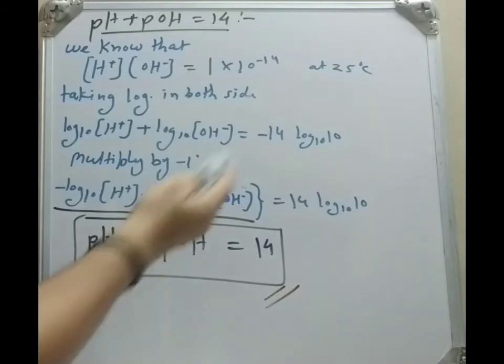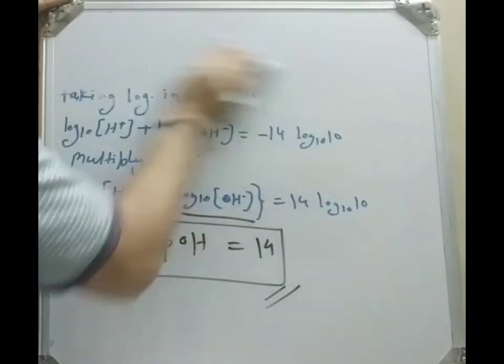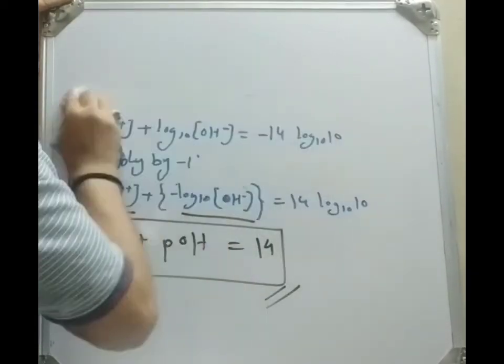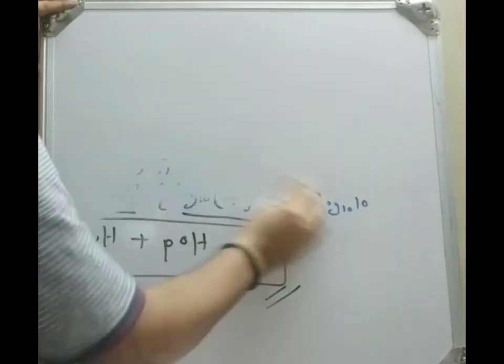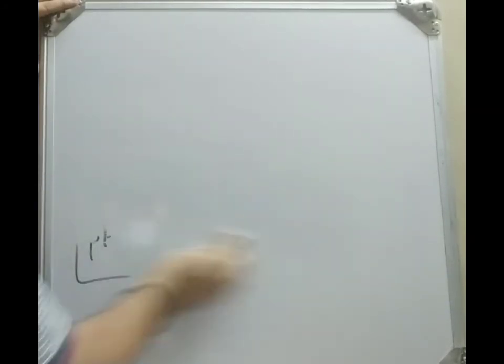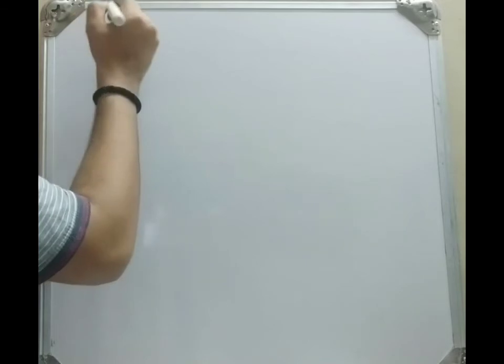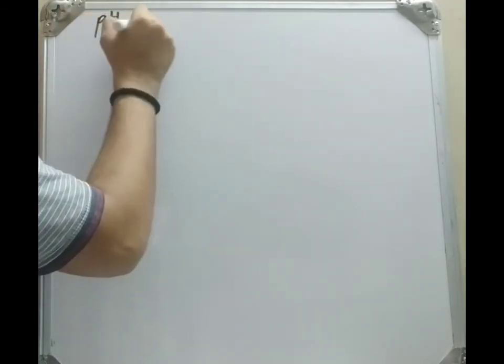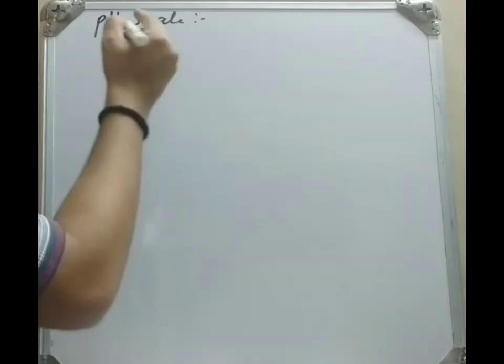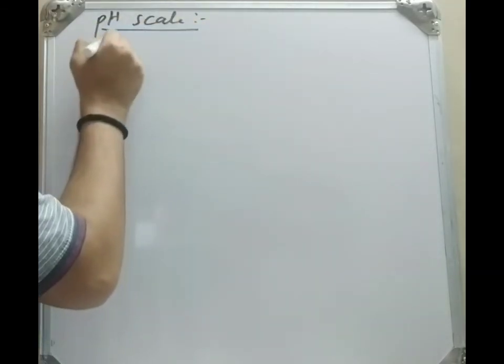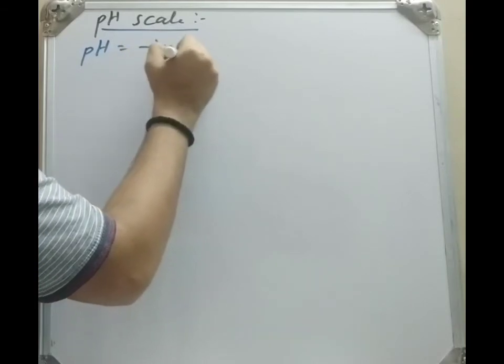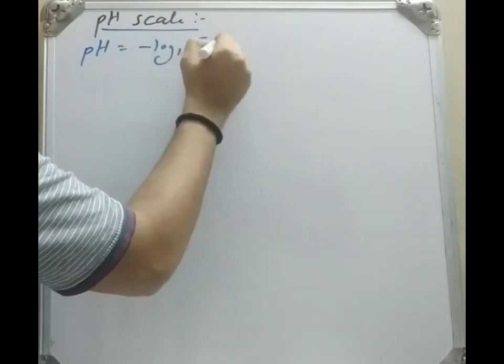After this we discuss the pH scale. So what is this pH scale? That is a scale which is the parameter to identify the acidic and basic strength. So pH is the negative logarithm of H plus concentration.